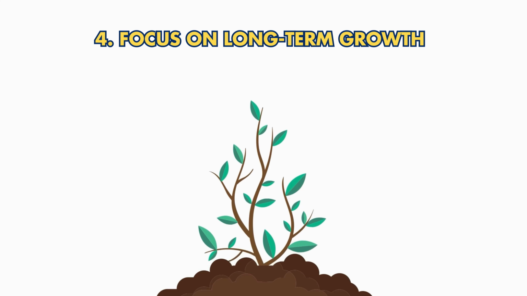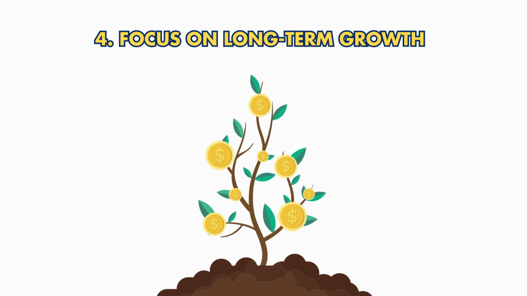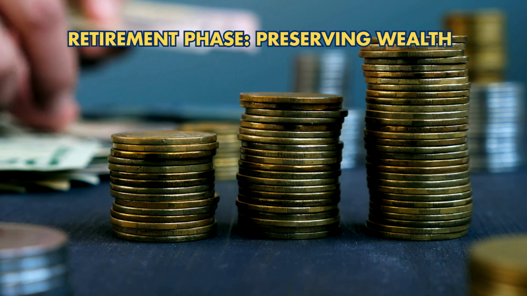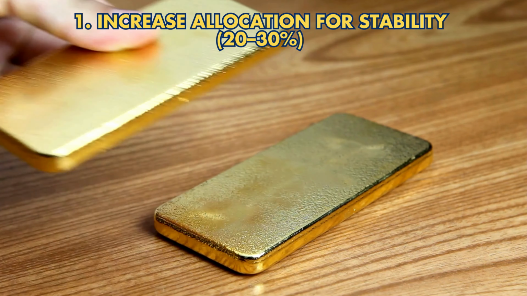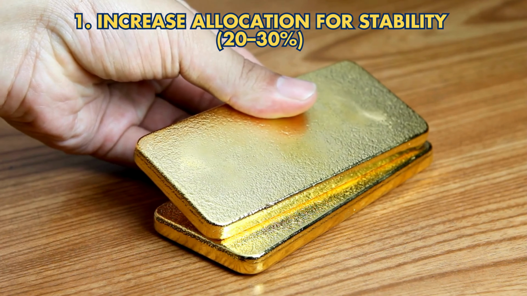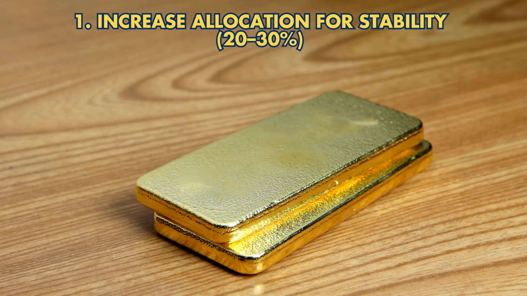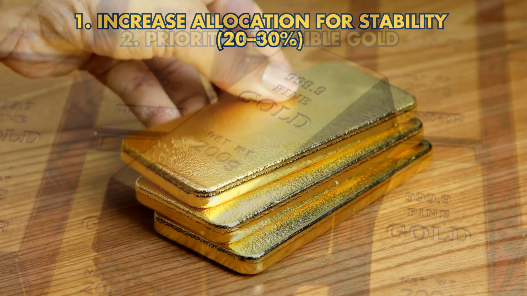4. Focus on long-term growth. Gold's appreciation safeguards purchasing power, complementing riskier growth investments. Retirement phase, preserving wealth. 1. Increase allocation for stability, 20 to 30%. Adjust to 20 to 30% gold in your portfolio, reflecting lower risk tolerance and prioritizing stability.